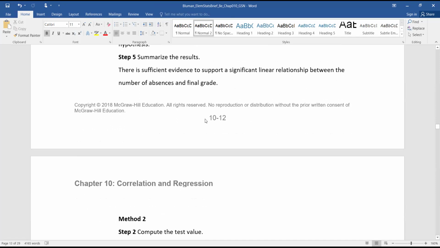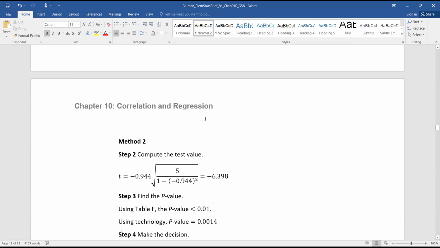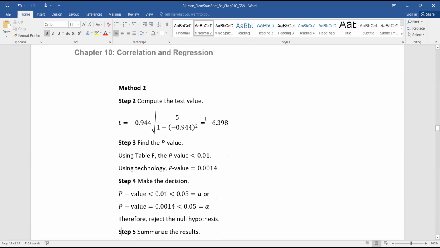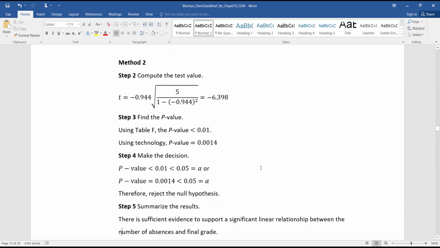If we went with method 2, which was the p-value method, again, you would compute your t-test as normal, but to find the p-value using table F, we can see that the p-value is going to be less than 0.01. If you happen to use technology, you find out it's 0.0014, but that's not what we're looking at. We can just simply look at table F using our test value. We can see that's definitely going to be less than 0.01.